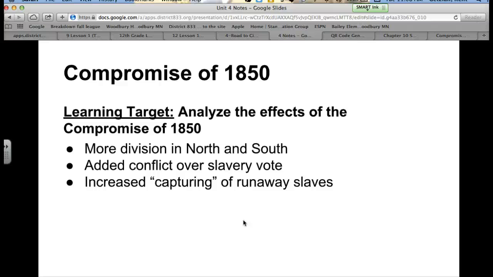So the fugitive slave law increased the number of people being captured, whether they were or were not runaway slaves, and brought back to the South. And this really angered people in the North.